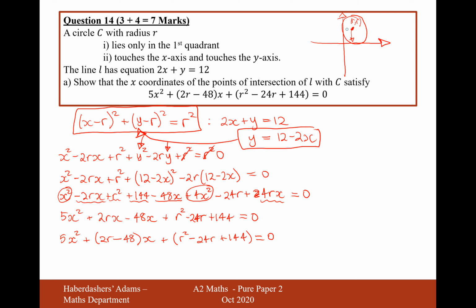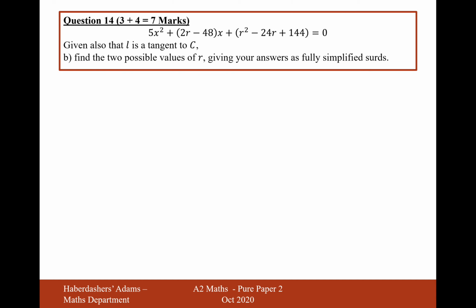If it touches the x-axis and touches the y-axis, what I mean by touches is it just touches at one point, so effectively the y-axis and the x-axis are tangents to the circle, rather than intersecting it at 2 points. Touching and intersecting are two different words. Okay, let's go on to part B then.